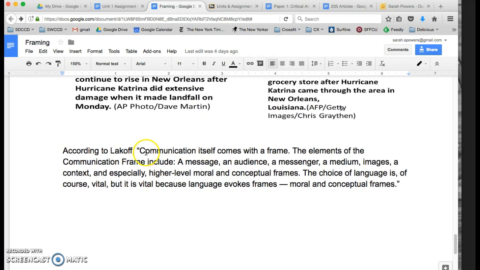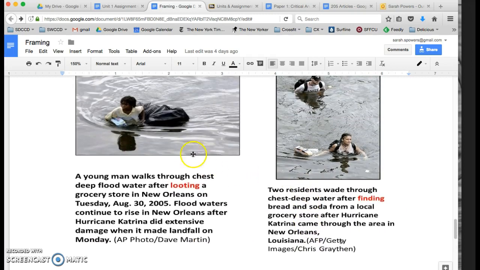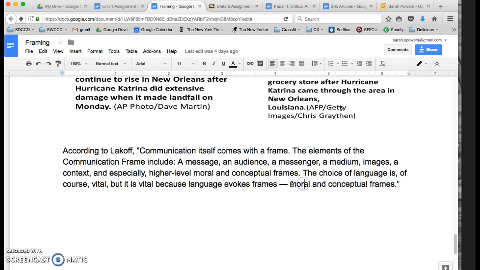So essentially, communication comes with a frame. This is all part of this unit, thinking about how we help people shift and how we shift our own views, what's the importance of that, and how we do it, because it's not easy and it's not obvious. Communication includes message, audience, messenger, medium, image, and context. All of these choices come together with language to evoke frames, and these are clearly morally and conceptually of concern. And when we think about this, as well as something like statistical problems, data choices and problem sets with numbers aren't always hard and fast based on how they're presented.